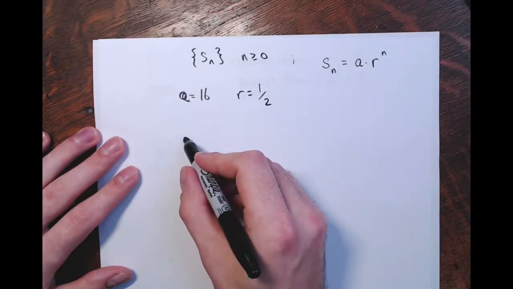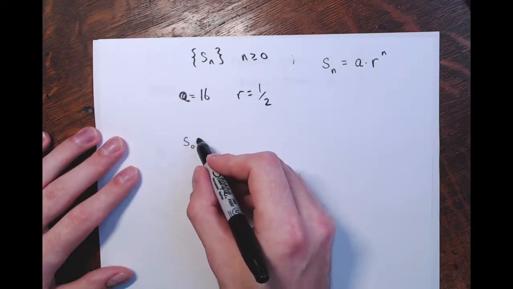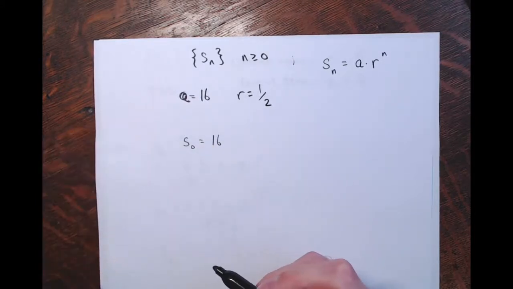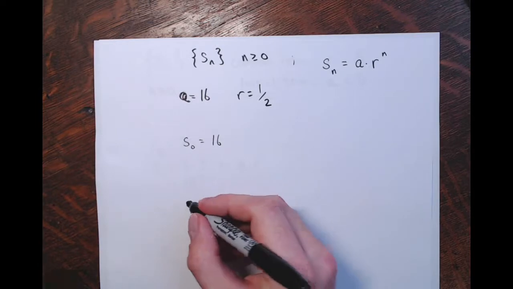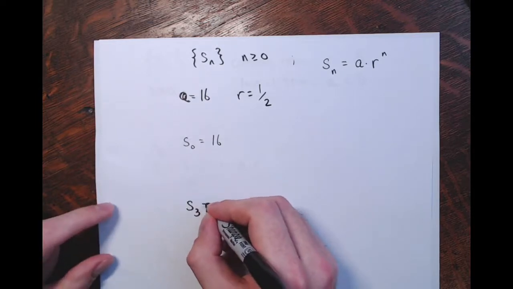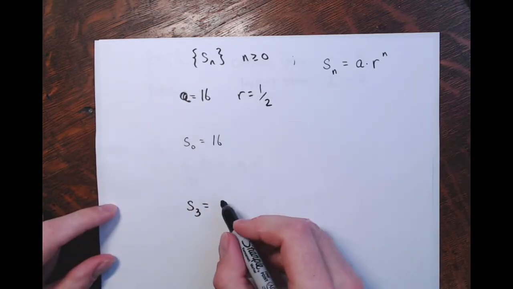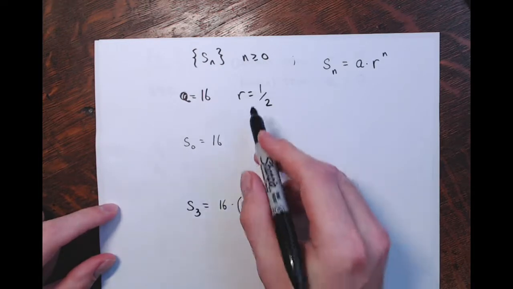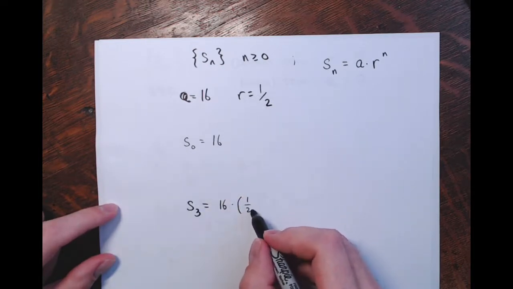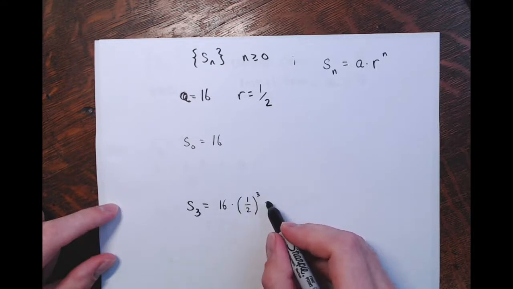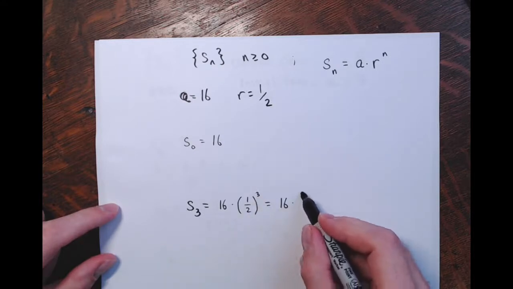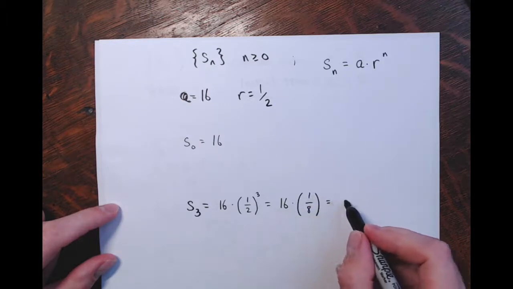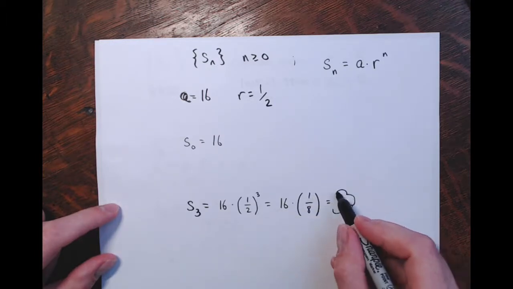So, again, s sub 0 is easy enough, right? Again, that's 16. Now I could go through and find s1, s2, s3, but they want s3, right? And we know a formula. S3 would be the initial term, 16, times the common ratio to the third power. So this is 16 times 1/8, and 1/8 of 16 is simply 2.